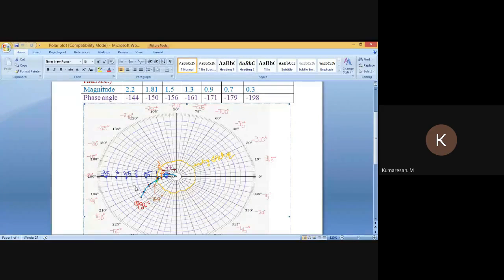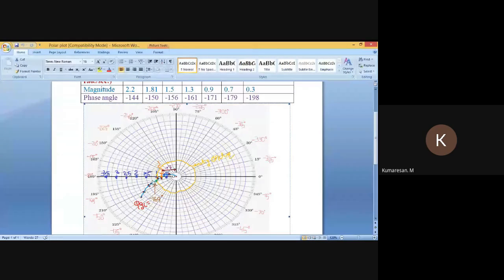At the time when you are writing the exam, use the scale for finding the angle. Find the point between the phase angle and the magnitude. For 0.9, it has minus 171. For 0.7, minus 179, which is nearest to minus 180 degrees. For 0.3, we get minus 198. Okay.